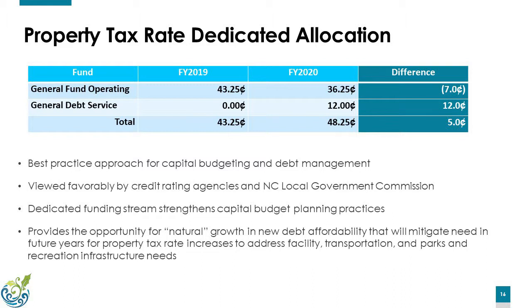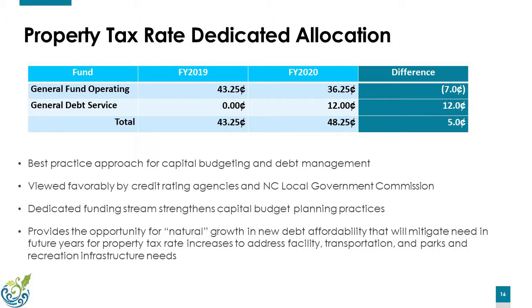I also recommend the delineation or dedication of the property tax rate into general fund operating and general debt service. And so you see in the table on the top, the current FY 2019 rate, you have the total there, the 43.25 cents. And then for FY 20, the way that this would be delineated in the budget is 36.25 cents of that total rate would go to general fund operations. 12 cents would go to general debt service. And this 12 cents is comprised of two pieces.